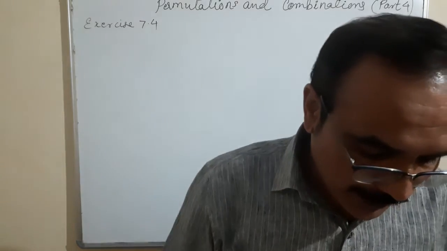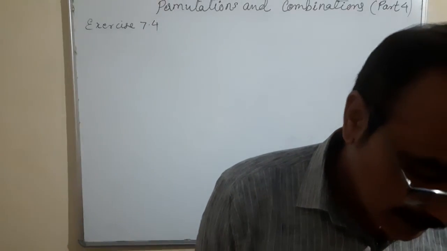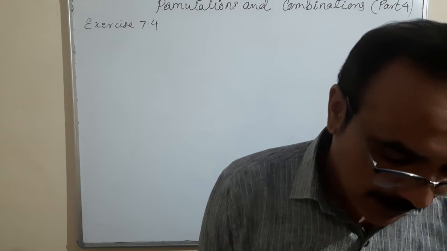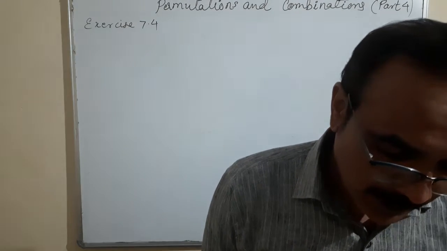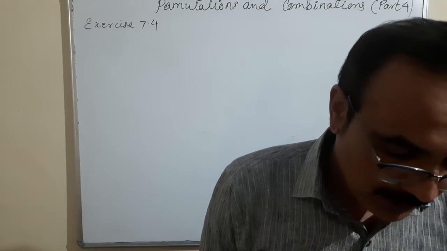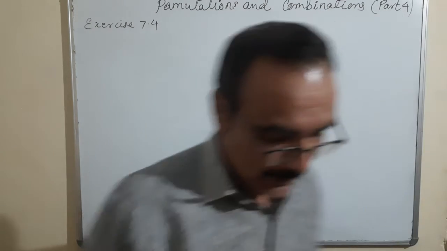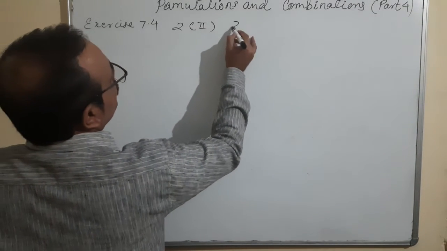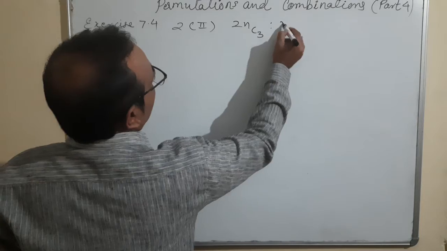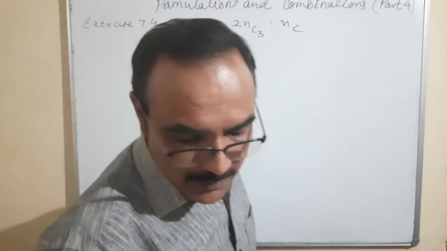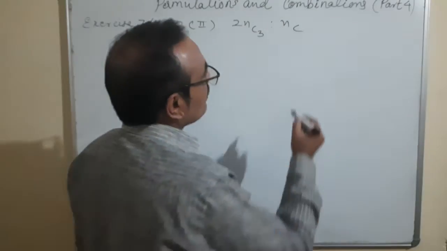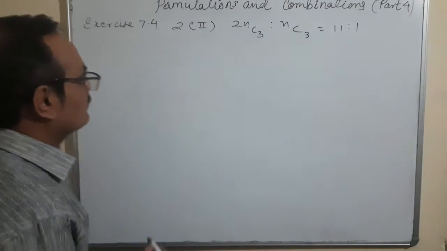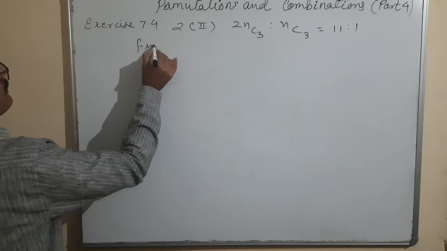Same as question number 2, determine n. The second part of the second question: 2nC3 to nC3 ratio is equal to 11 ratio 1. Find n. The question is to find n.